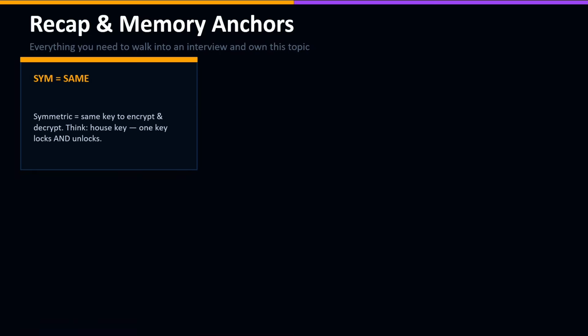And now for the ending, let's lock it all in. Here are some memory anchors for symmetric and asymmetric encryption. Let's start with symmetric. Remember that sym equals same. Symmetric encryption uses the same key to encrypt and to decrypt. Think of it as a house key. It simply locks and it unlocks.